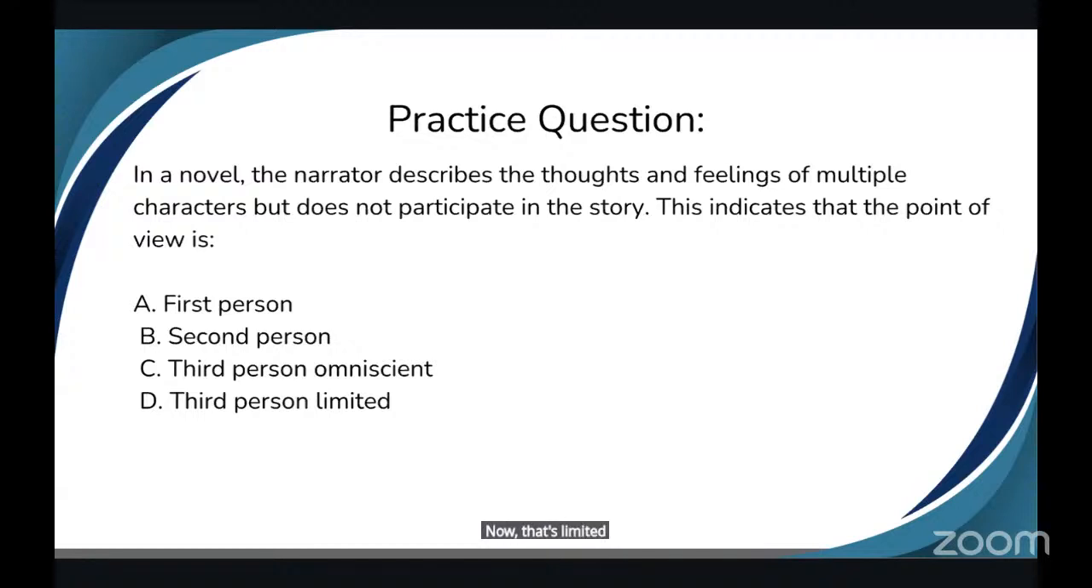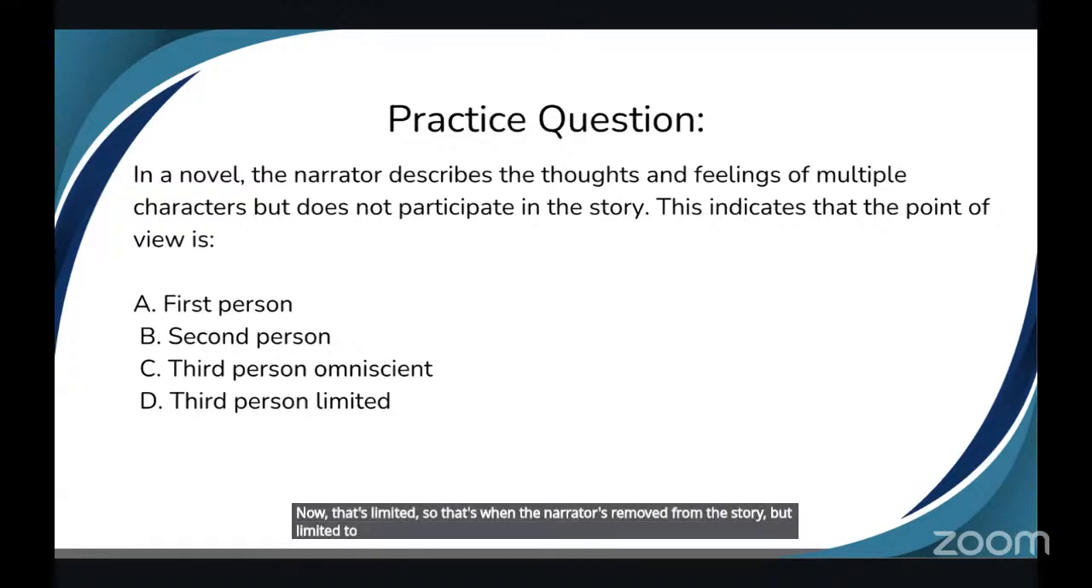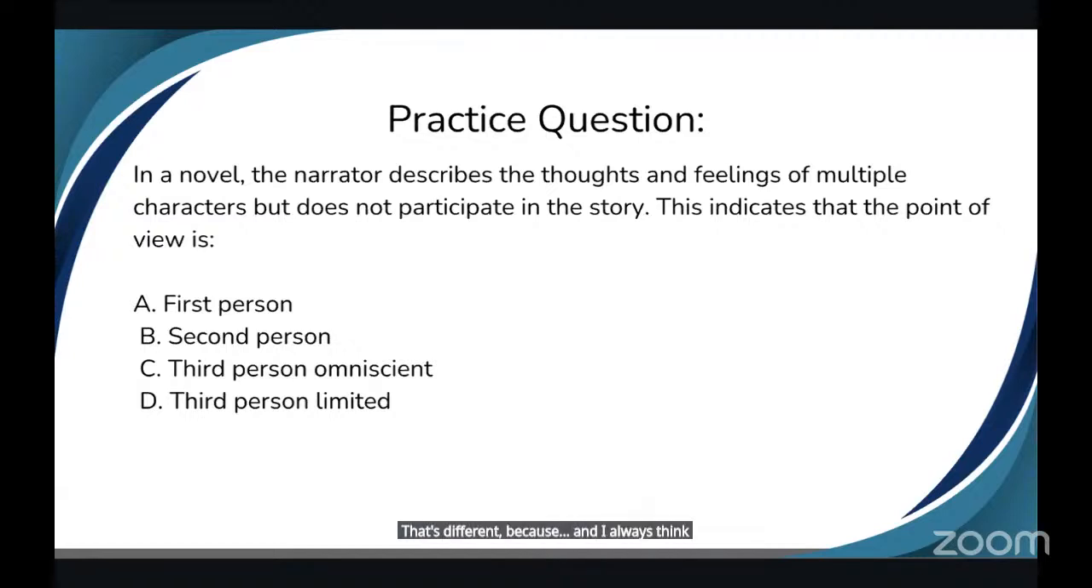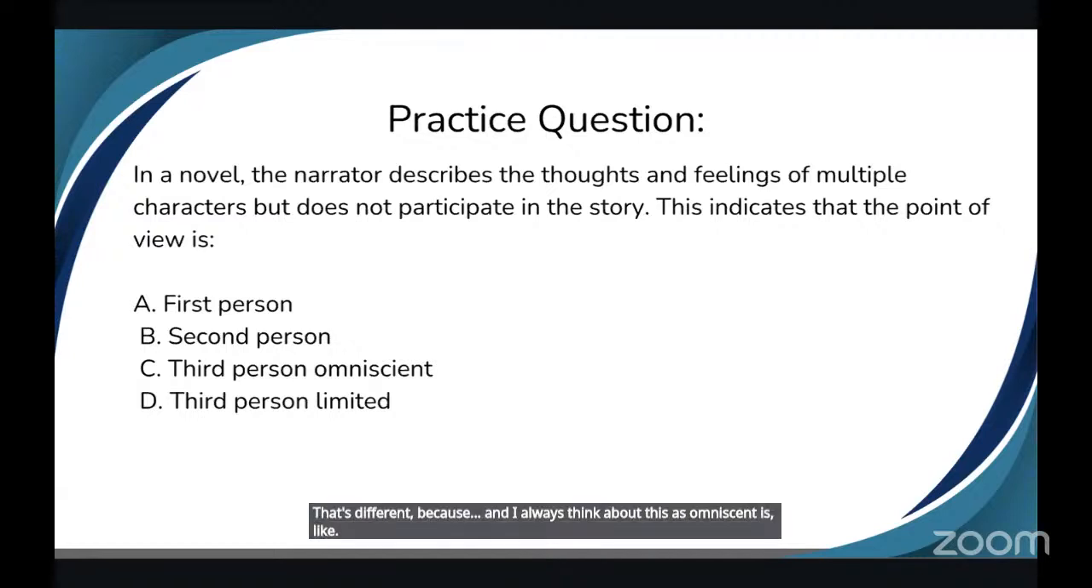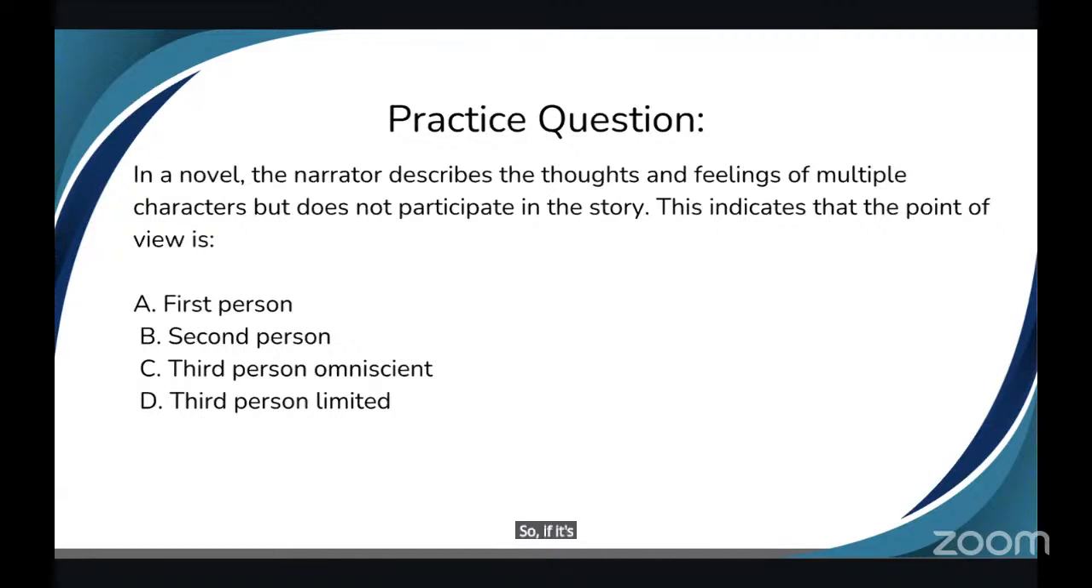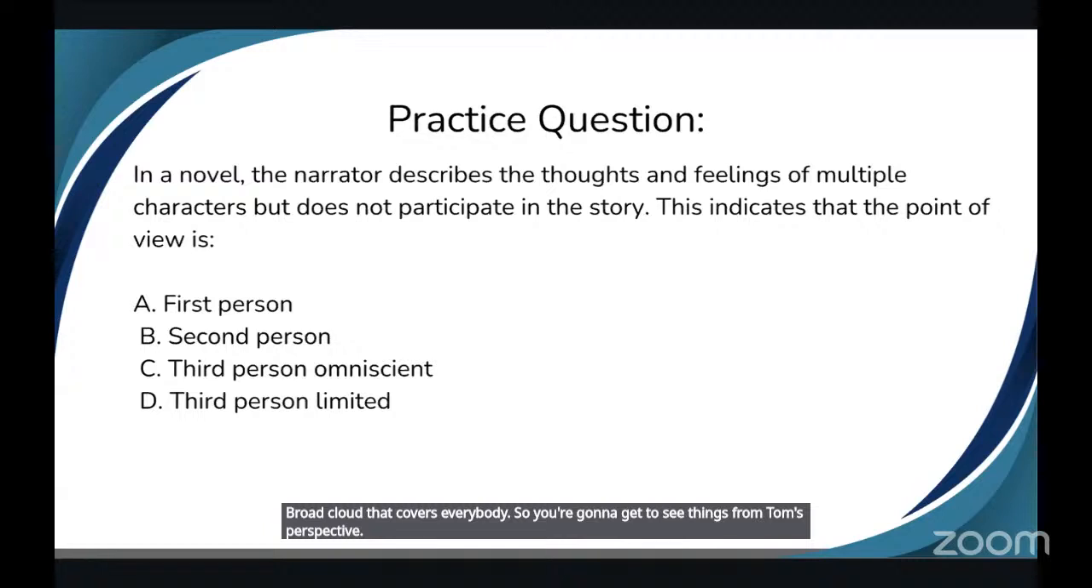So that's when the narrator's removed from the story, but limited to one character. Now, with third person omniscient, that's different, and I always think about this as omniscient is like almighty. So if it's third person omniscient, it's going to be that big, broad cloud that covers everybody. So you're going to get to see things from Tom's perspective. You're going to see what Tom feels and thinks.